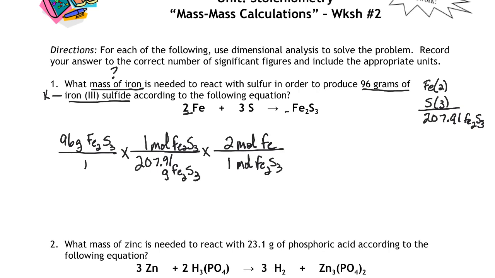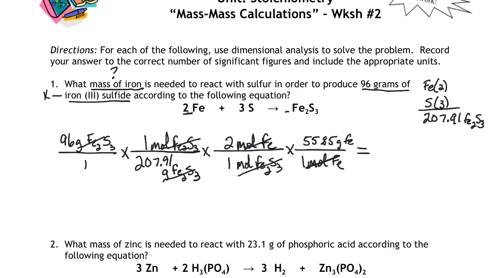Make sure my things are canceling off. Okay, I've got grams, that cancels off. I've got 1 mole of this, which is canceling off, and there's that, I'm to 2 moles of iron. My unknown says I need the mass, so I'm going to need another conversion unit. So 1 mole of iron weighs 55.85 grams of iron. Now these units are canceling off, and I'm left with grams of iron, which is what I need to find for my answer.